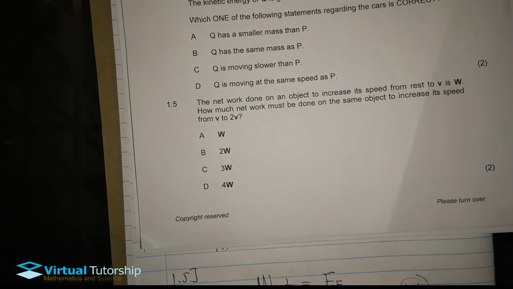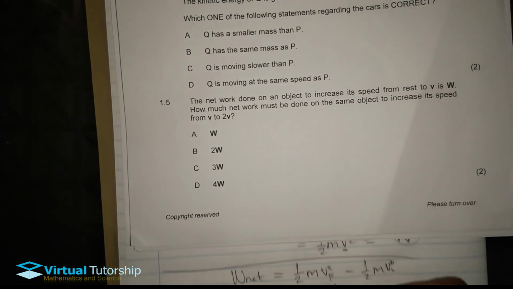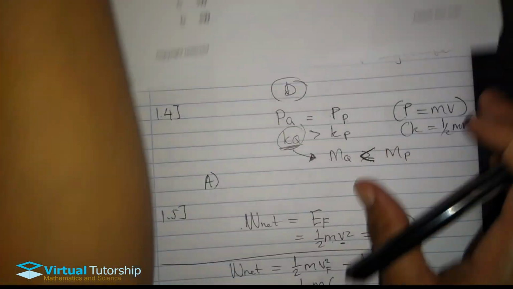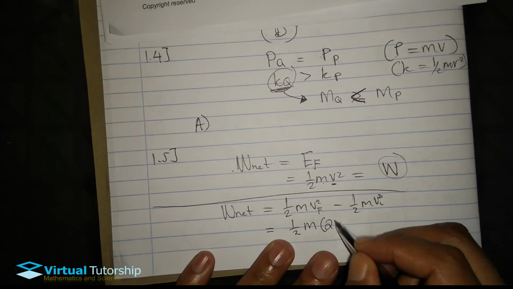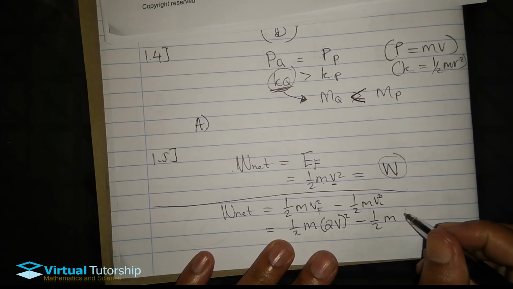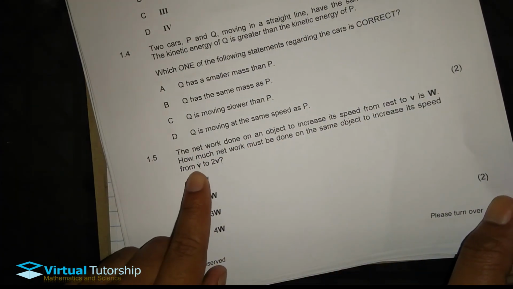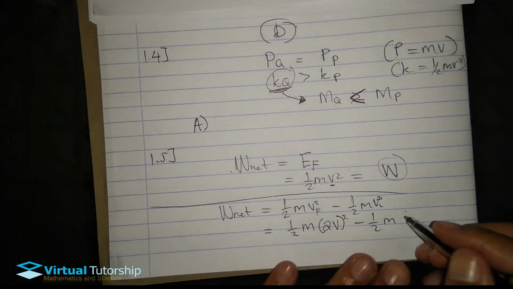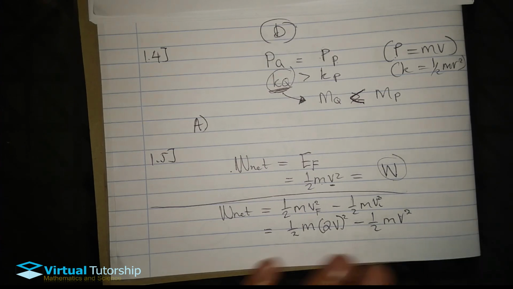Net work done is equal to half m v squared final minus half m v initial squared. This is the work-energy theorem. So it's half m times the final velocity, which is 2v, squared, minus half m times the initial velocity v squared. Remember it's from v to 2v; we want to know how much work must be done to move the car from velocity v to 2v.